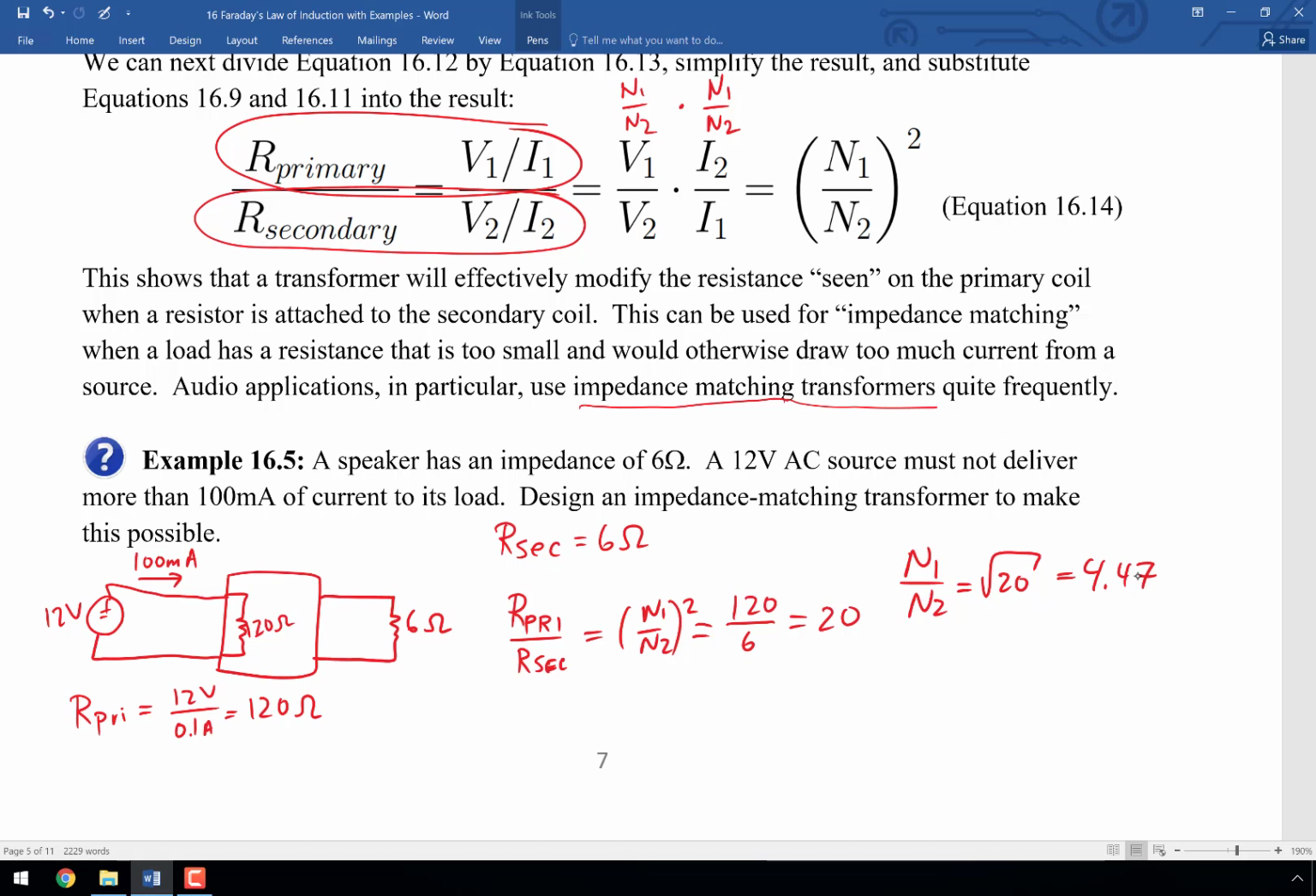And I can choose N1 and N2 pretty much however I want to satisfy that. I'm going to choose N1 equals 447 coils or turns, and N2 is equal to 100 coils or turns. I could have that times 2, I could have that times 10. It seems like that's a reasonable number of coils to use. So you can see that by adding this transformer, I can really make a difference in being able to drive this speaker that otherwise would have been impossible to drive from that given source.